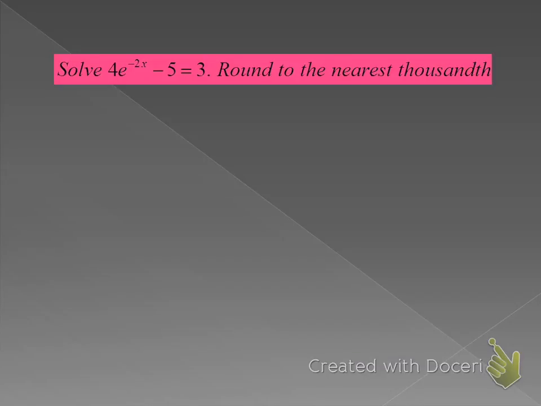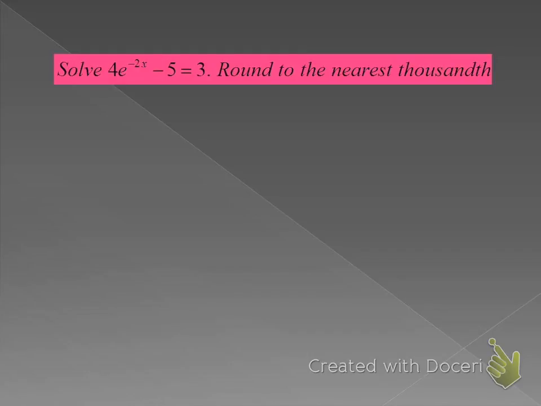Solve 4e to the negative 2x power minus 5 equals 3. These work a lot like your radical equations in the sense that you need to isolate your term first. These problems don't mix up. You'll never have a problem where there are both e's and natural logs in it at the same time. You'll have one or the other to start with. This one we're starting with e, so the first thing you need to do is some algebra to isolate that e.